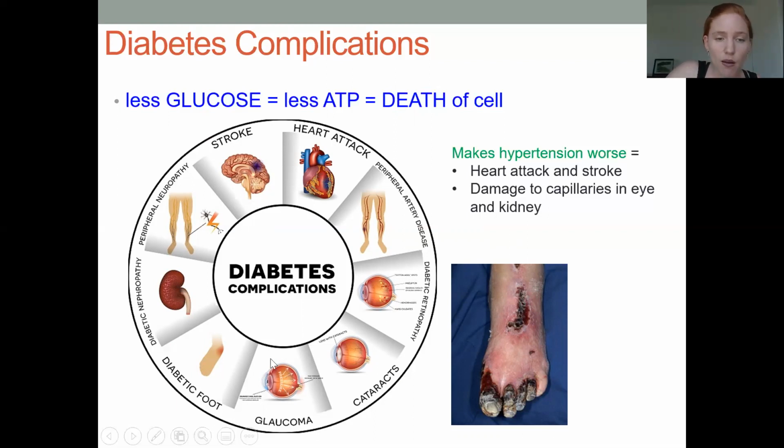You can have problems with the pressure in the eyeball. So you have these huge body-wide problems that can sort of compound with each other to make it worse and worse. Okay, so make sure that you stay on top of it. Diabetes is not something you want to let go too far.